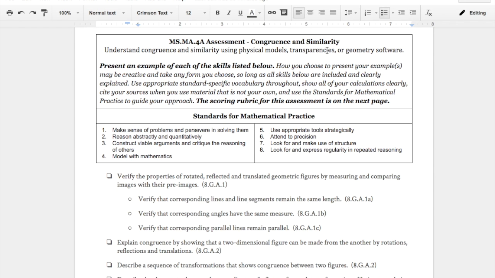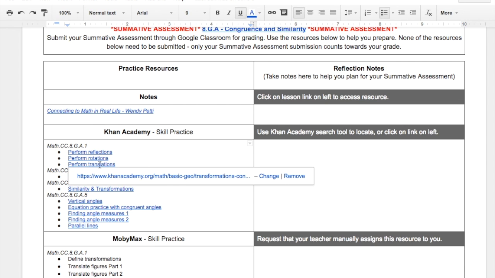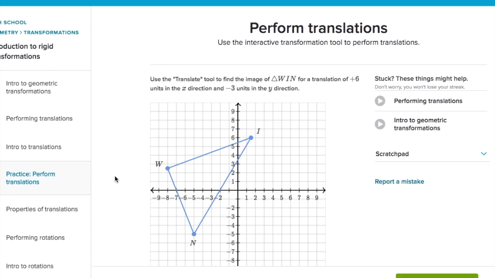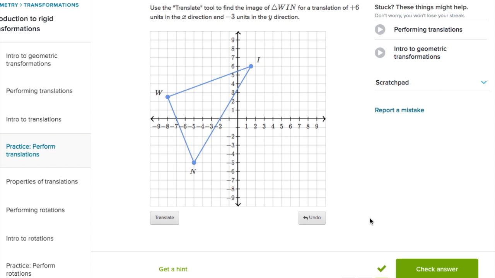Now, if we go into our resource guide and we select any one of these skills, we will be able to practice these concepts. You can see we have parallel lines, we have a number of transformations up top. We're going to select the translations. Now in Khan Academy, you can see this triangle. We're being asked to transform it +6 units in the x direction, -3 units in the y direction.